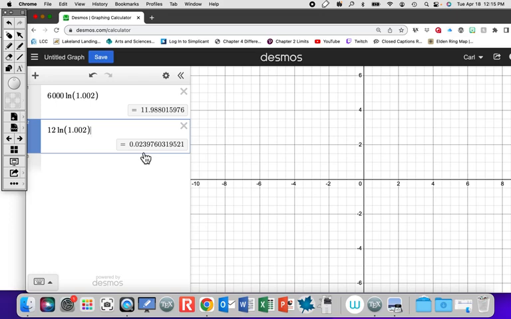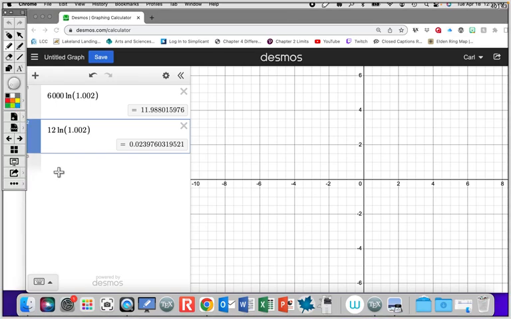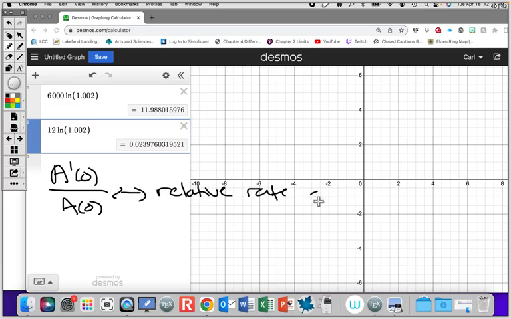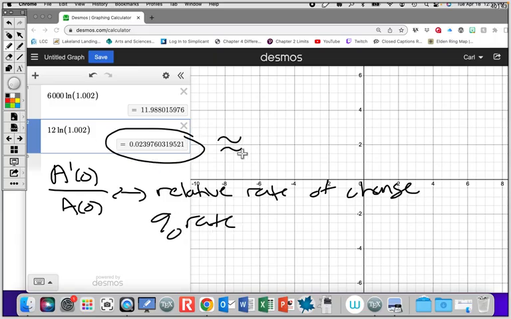So this is a relative rate of change. So A prime of 0 divided by A of 0. Remember, this is a relative rate of change, or a percentage rate. But think of this as a percentage. This is roughly what? 2.4-ish percent. So that says initially the relative growth rate of this investment is 2.4-ish percent.